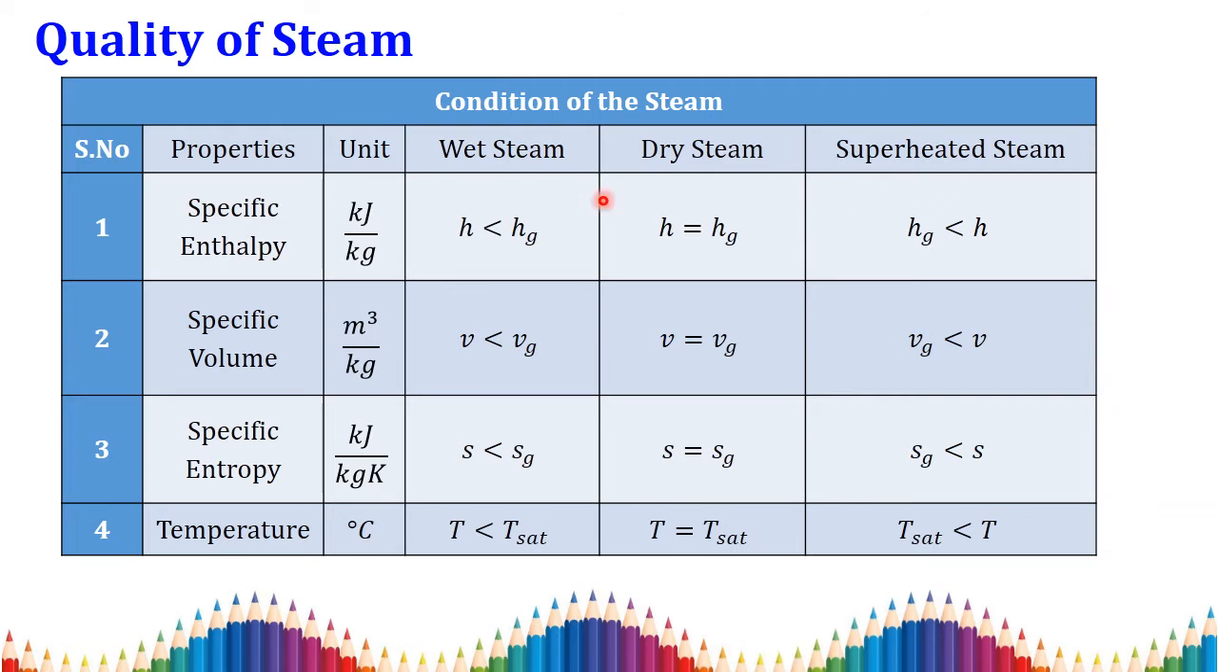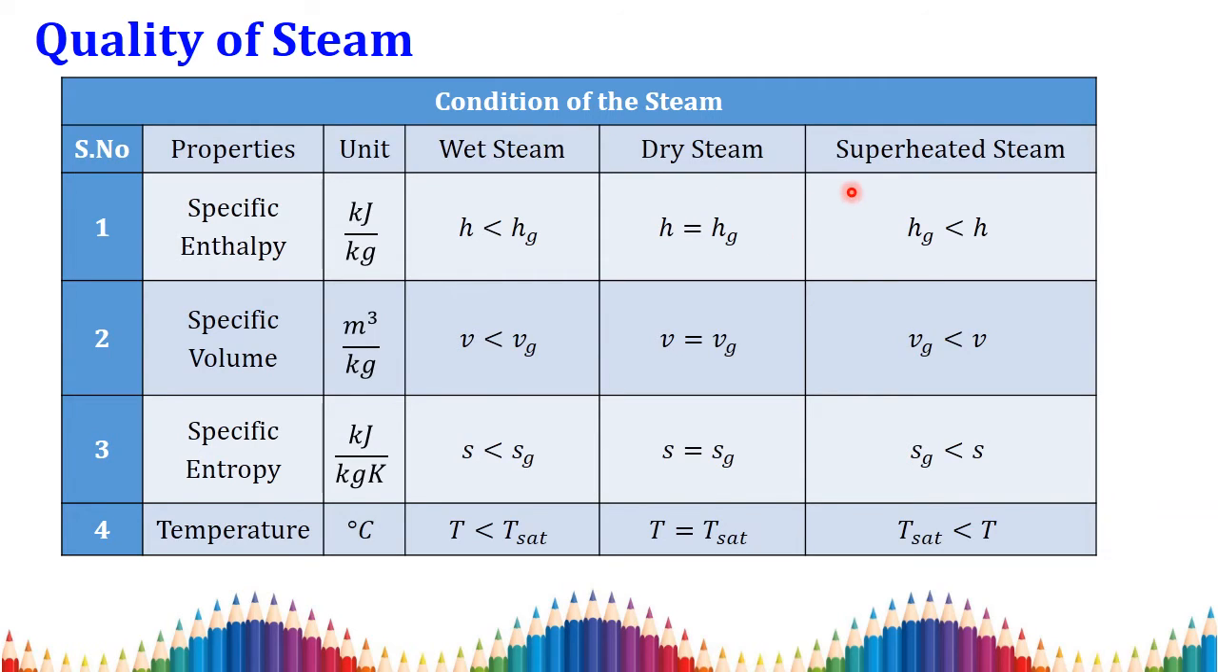So how are these qualities classified? This classification is explained in detail in the previous lectures. If you have any doubt, you can go through the previous lecture. I am just recalling that. If the given specific enthalpy is lesser than the specific enthalpy of saturated vapor, then it is called wet steam. When the given specific enthalpy is equal to the saturated specific enthalpy of vapor, then it is called dry steam. Here the x value is equal to 1.